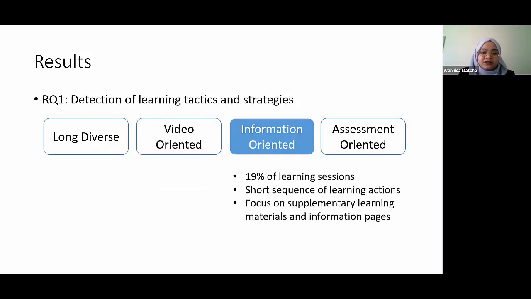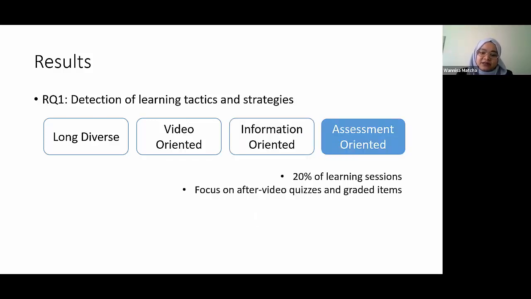The information-oriented tactic consists of 19% of all learning sessions. It is a short sequence, with less than 6 learning actions on average in each session, and they are focusing on the supplementary learning material, which is reading material and information pages. The last tactic we detected is assessment-oriented. 20% of the learning sessions are categorized as assessment-oriented. Students are focusing on the after-video quizzes and the graded items.